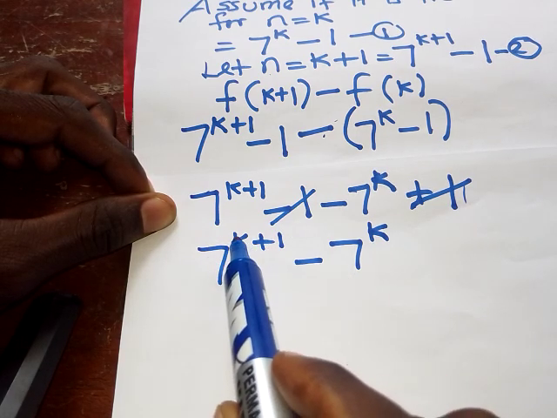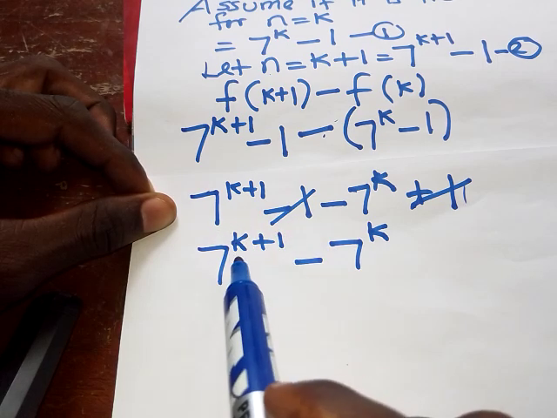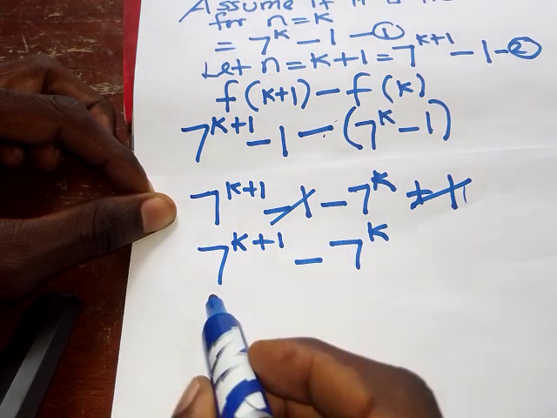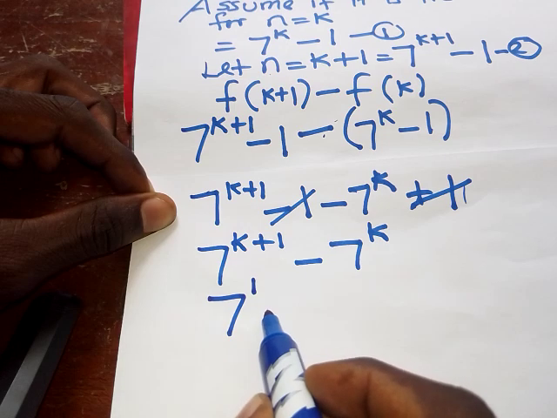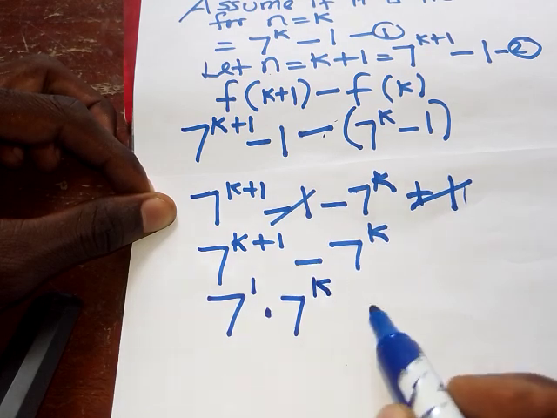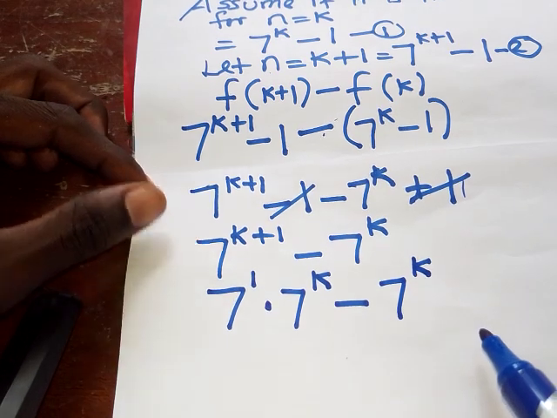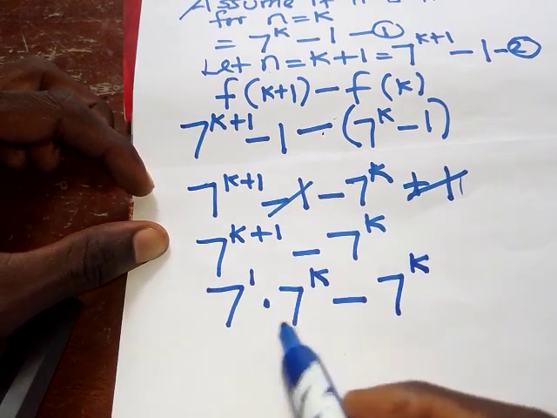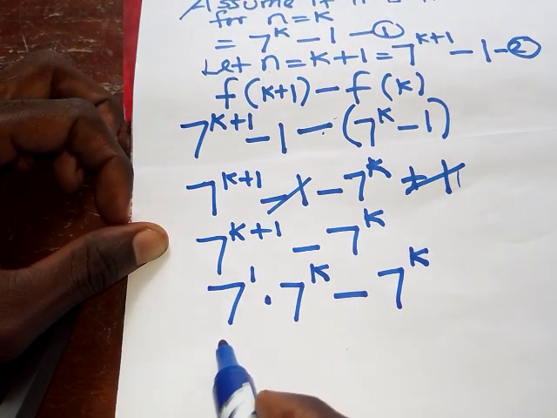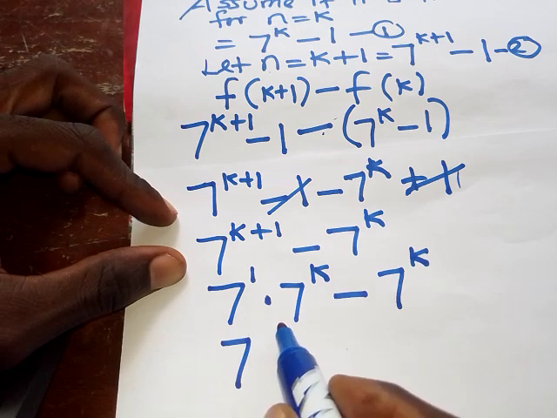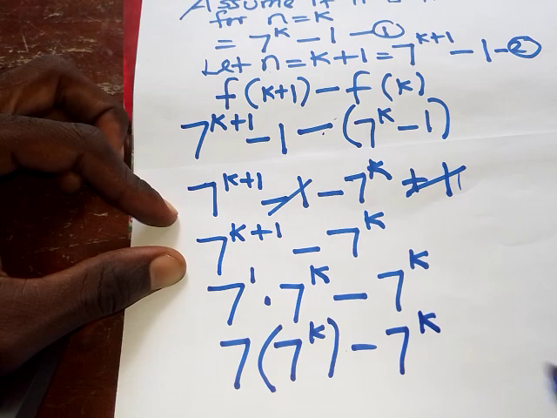because we have a k plus 1, a linear exponent right there, so we can separate the k and the 1. So this will look like this. You have 7 raised to power 1 times 7 raised to power k minus this 7 raised to power k again. So what I will do here is put this in brackets because these two are multiplying. 7 raised to power 1 is just 7. Then in brackets you have 7 raised to power k minus 7 raised to power k.